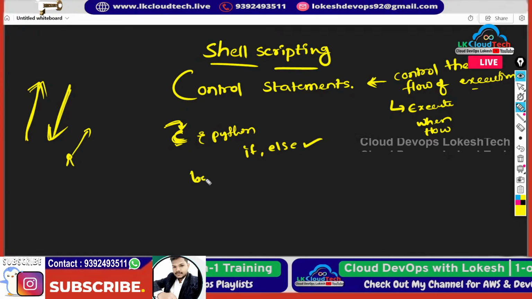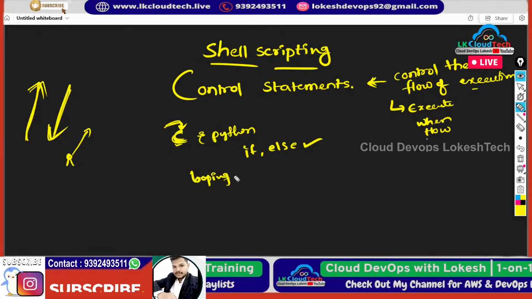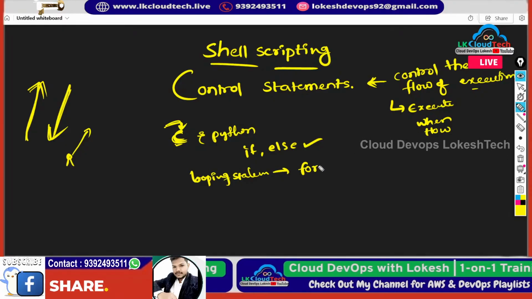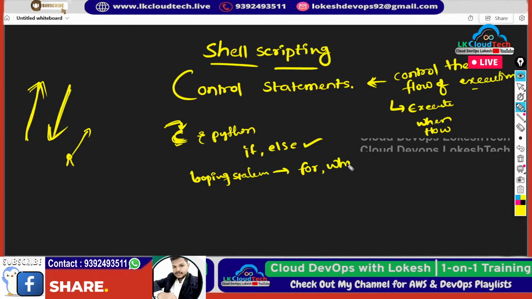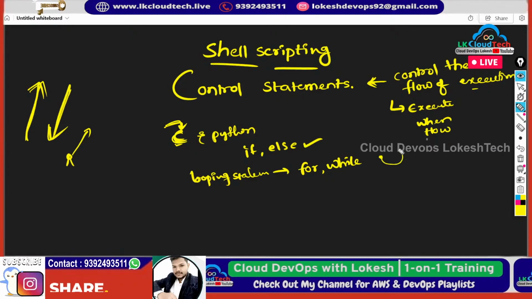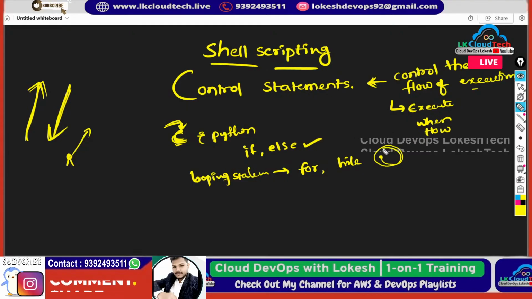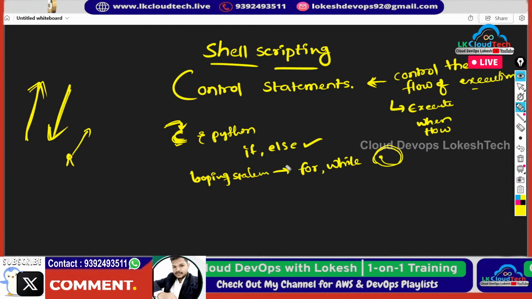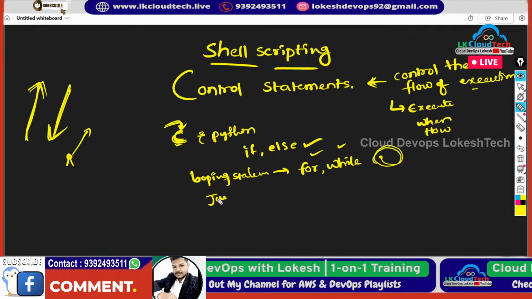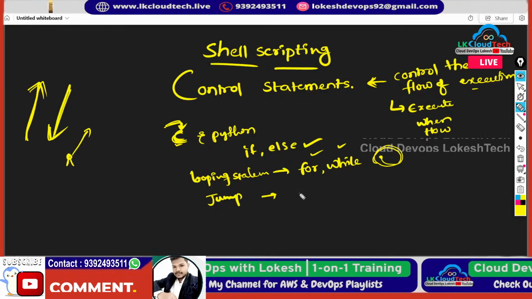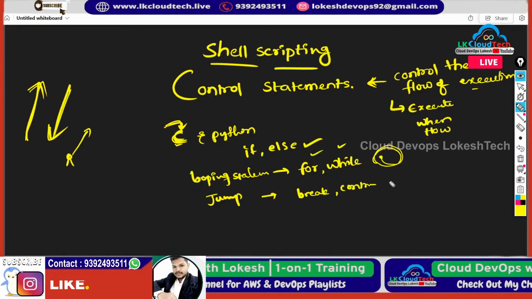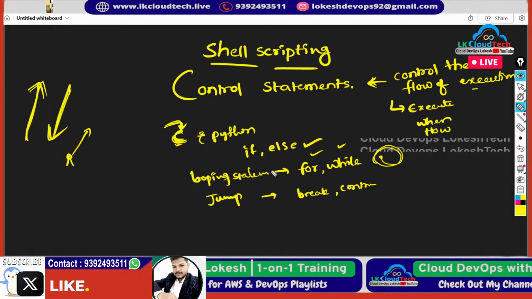Then looping statements. Looping statements are for and while, right? If you want to continuously repeat one thing, you will use for and while. And there are jump statements. What are jump statements? Break and continue.